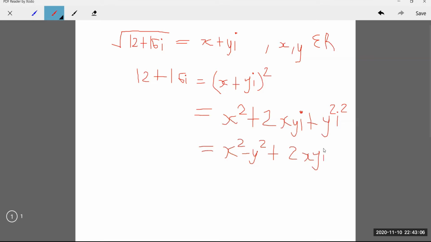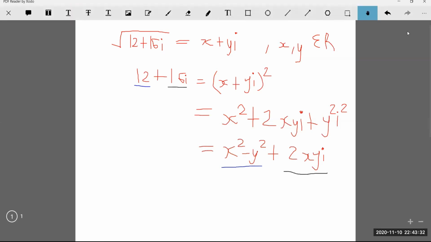And now we're at equality of complex numbers. Whenever two complex numbers are equal, their real parts are equal and their imaginary parts are equal. So 12 is equal to x squared minus y squared, and 16i is equal to 2xyi. So we have two equations, right? Whenever we equate two complex numbers, their real parts are equal and their imaginary parts are equal.